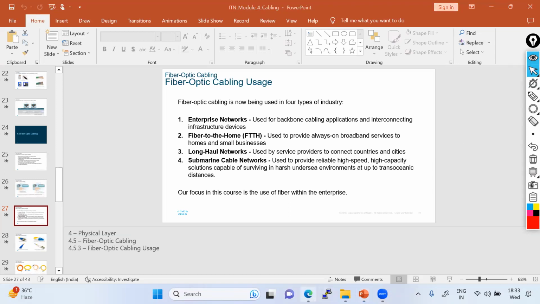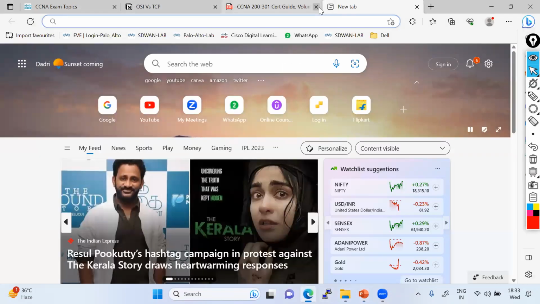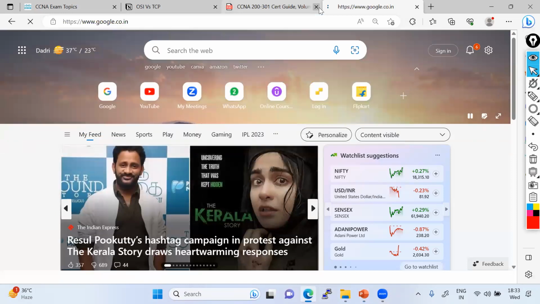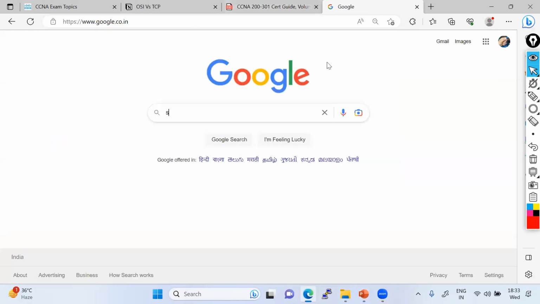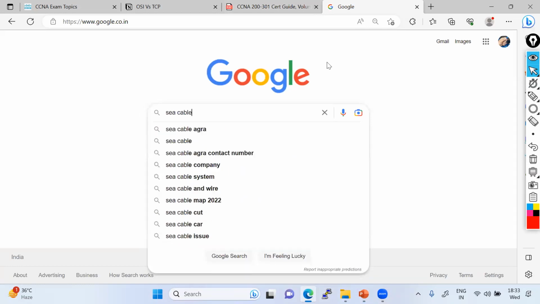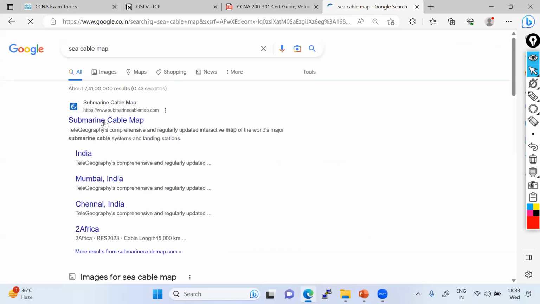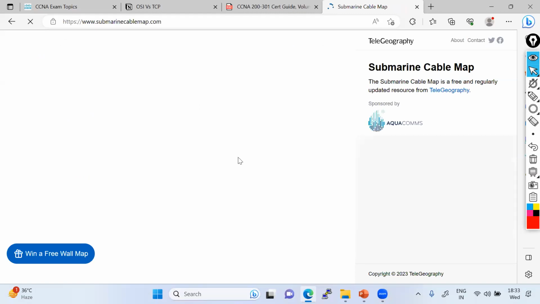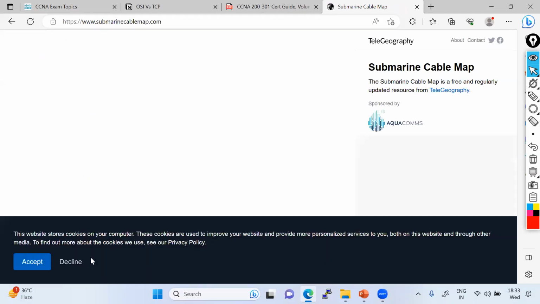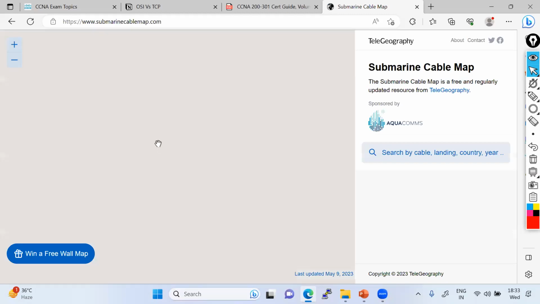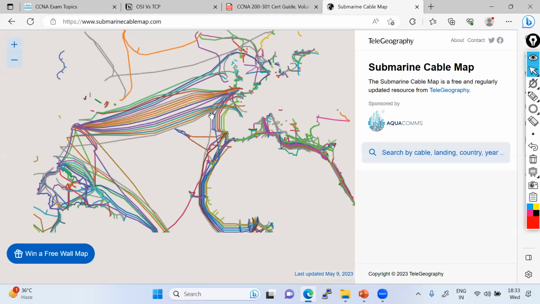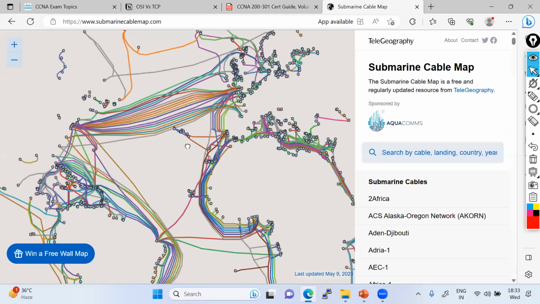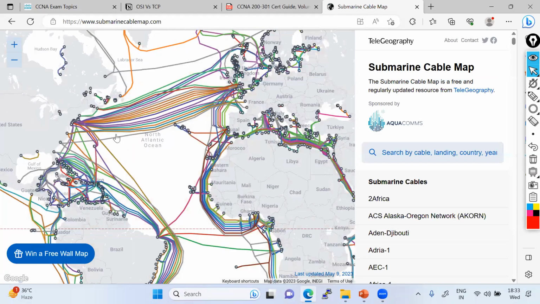So if you go and just search on Google, sea cable map, you can see submarine cables. You will find that in the sea, a lot of cables are there for different countries, and these all are fiber cables. See, this is how the whole world is connected with sea cables.